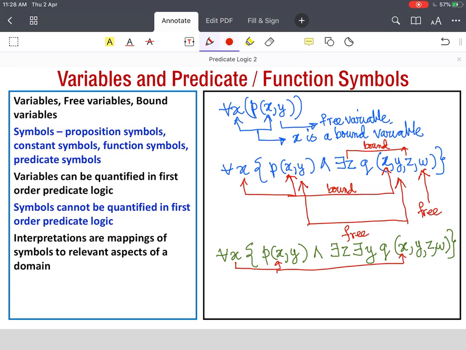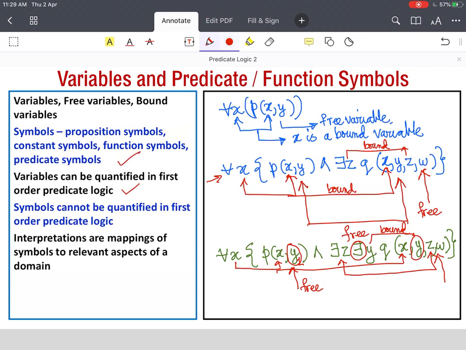X remains the same, it is bound by that same quantifier. Z remains the same, it is bound by this quantifier. W remains free. But this y and this y are different. This y with the scope rules is bound, whereas this y is unrelated to this quantifier, so this y is free. So we could replace this y by y1 and the expression would remain the same. Whereas in this expression, we will not be able to replace y by y1 or x by x1.